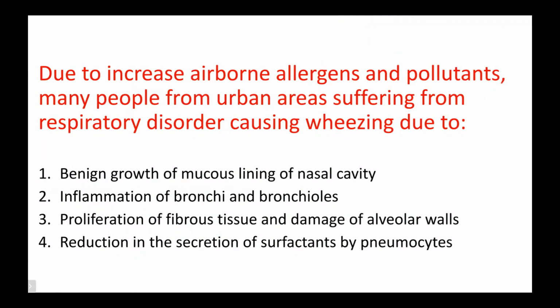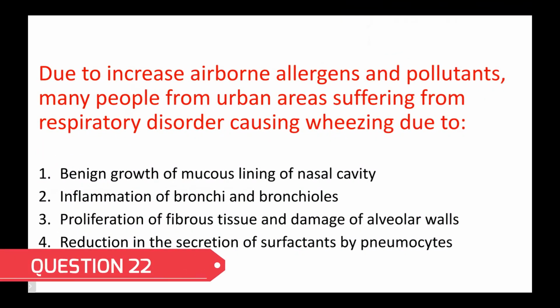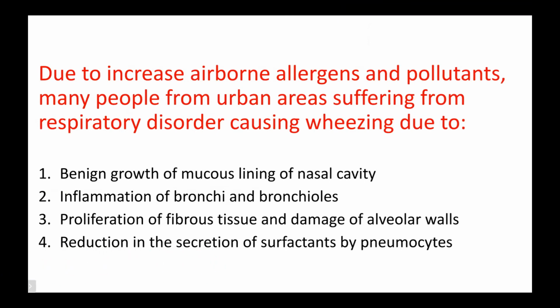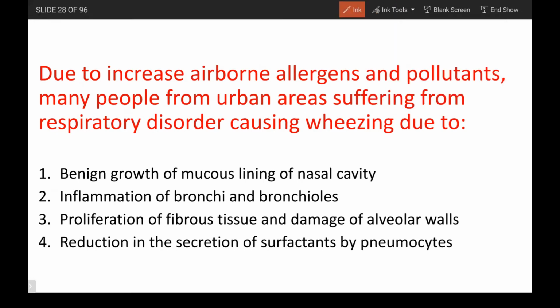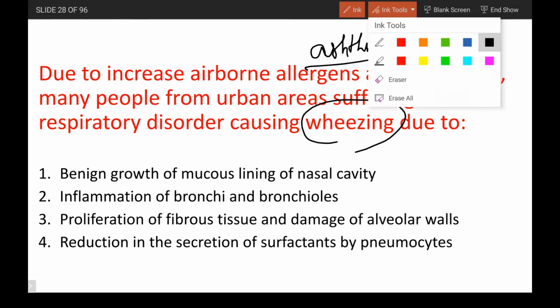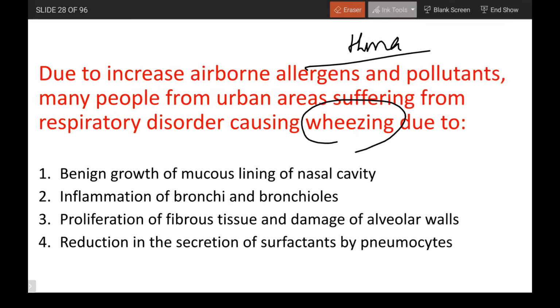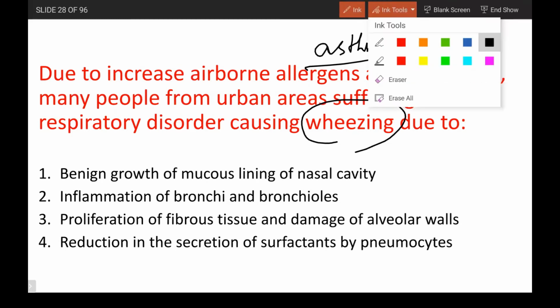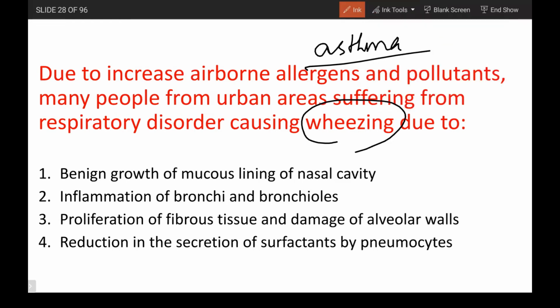Due to increased airborne allergens and pollutants, many people from urban areas suffer from respiratory disorder causing wheezing. Wheezing, if you take, it is related to asthma. So it is mainly because of inflammation of bronchi and then bronchioles. You will have asthma, emphysema. Understand what is emphysema and what is asthma.